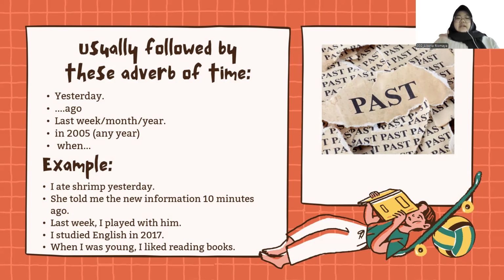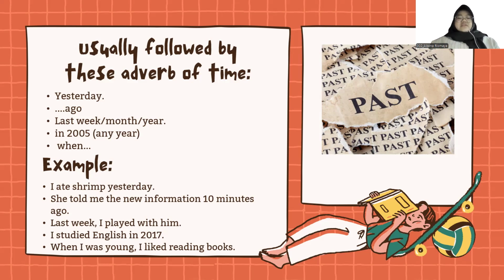And also you can say when. If you want to use when, you can put it in the first part of the sentence. And these are the examples. I ate shrimp yesterday. Ate is the past form of eat. So the key to mastering past tense is that you have to memorize a lot of past forms. There are two kinds of past forms, irregular and regular. We're going to practice your knowledge after you watch the video, in the classroom tomorrow.